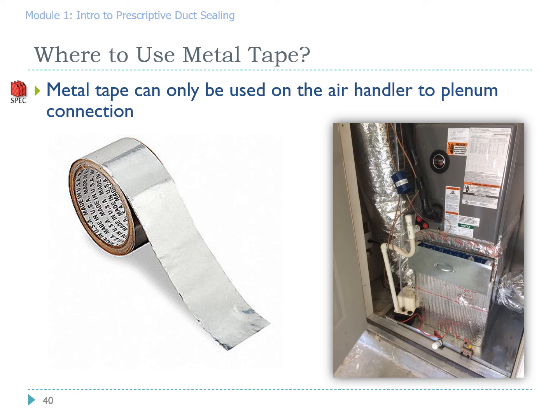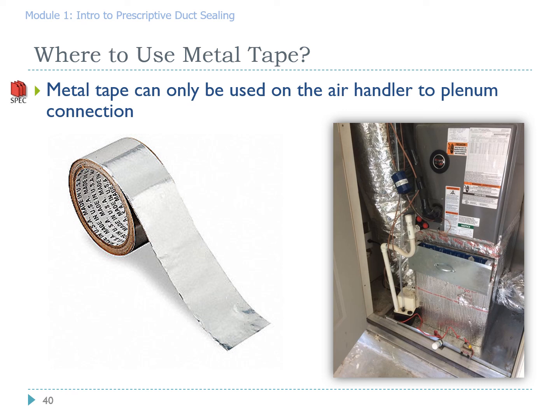We have emphasized over and over so far that mastic is the best duct sealant. The program does allow tape in a few areas. Metal tape, a high-quality metal tape, can be used on the air handler itself and the air handler to plenum connection.